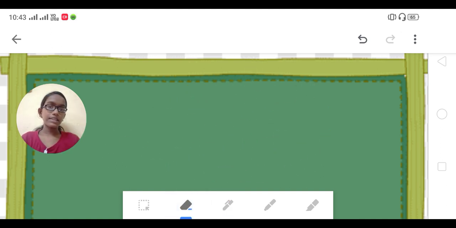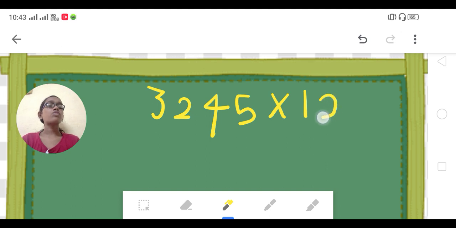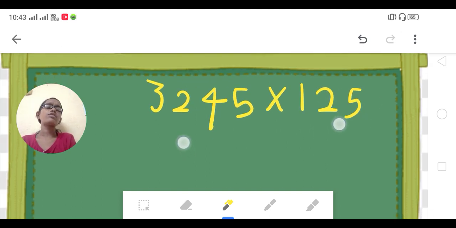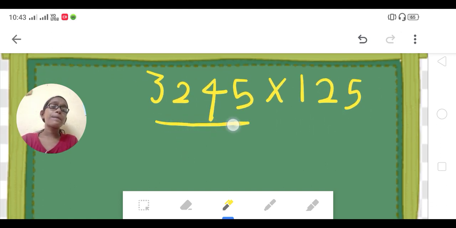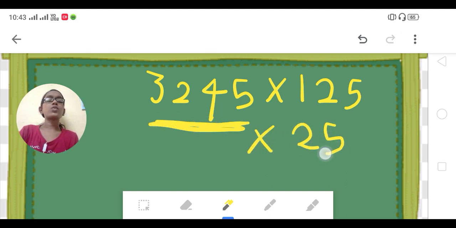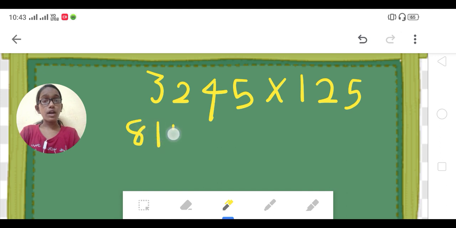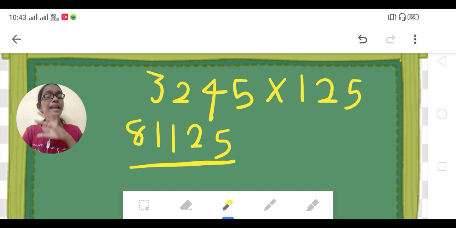Now moving on, let's take our example as 3245 into 125. So for solving this, all you need to do is just multiply this number with 25. That is why I told you to please watch that video. If you are able to multiply any number with 25 easily, then you will be able to multiply the same number with 125 even more easily. So your answer would be 81125. How did I get this answer? I got this answer using the trick on how to multiply any number with 25.